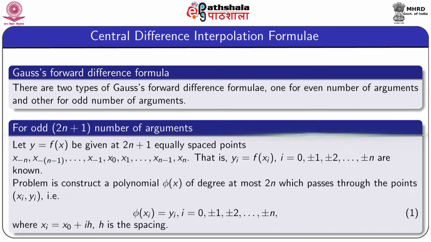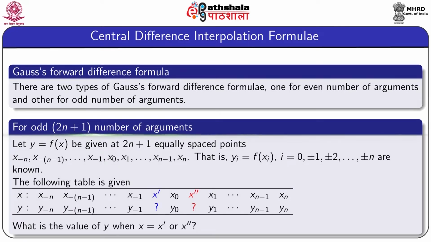The problem of the central difference formula, or this particular formula, is to construct a polynomial phi x of degree at most 2n, because the number of points is twice n plus 1. So, the degree of the polynomial never exceeds 2n, and this polynomial should pass through the points xi, yi. That means, phi of xi equal to yi, where i equal to 0, plus minus 1, up to plus minus n.